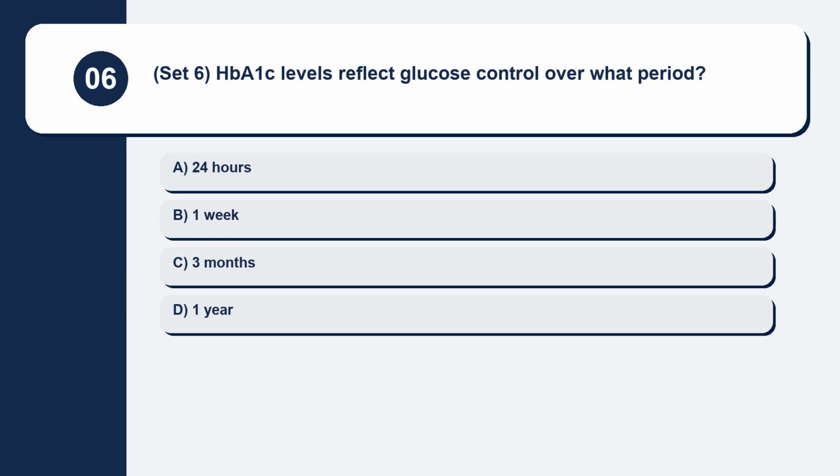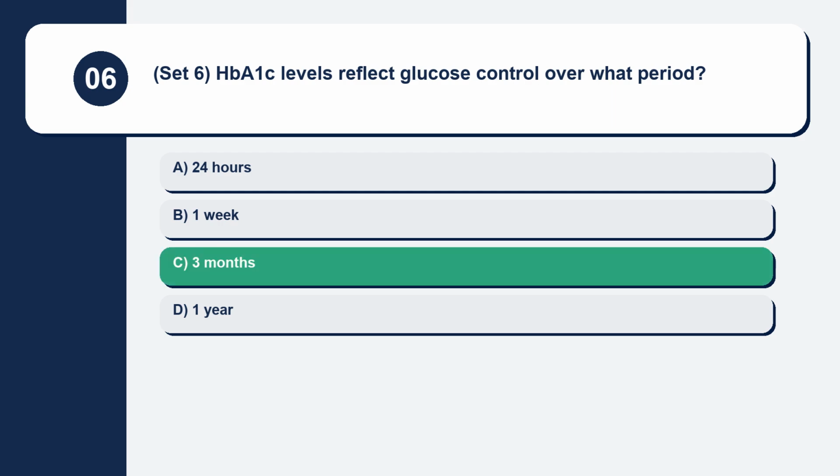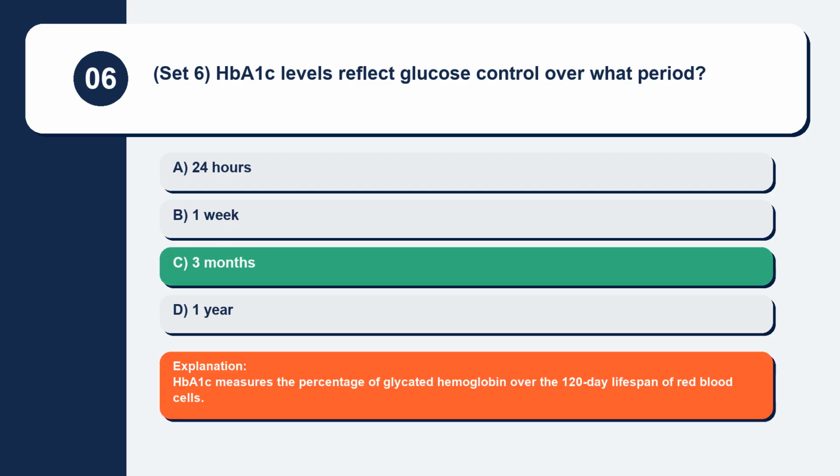Question 6. Set 6. HbA1c levels reflect glucose control over what period? 24 hours, 1 week, 3 months, 1 year. HbA1c measures the percentage of glycated hemoglobin over the 120-day lifespan of red blood cells.